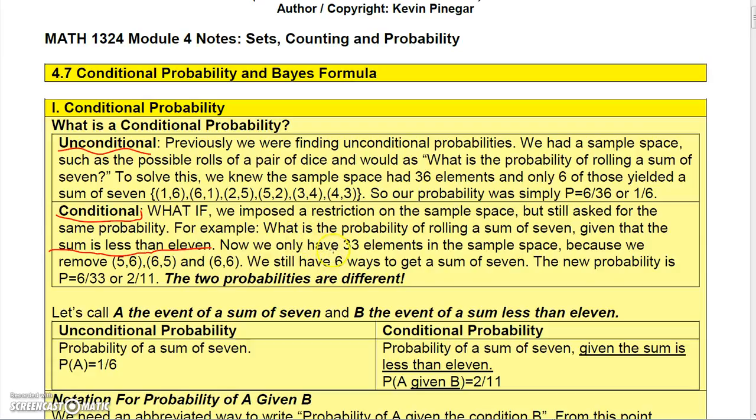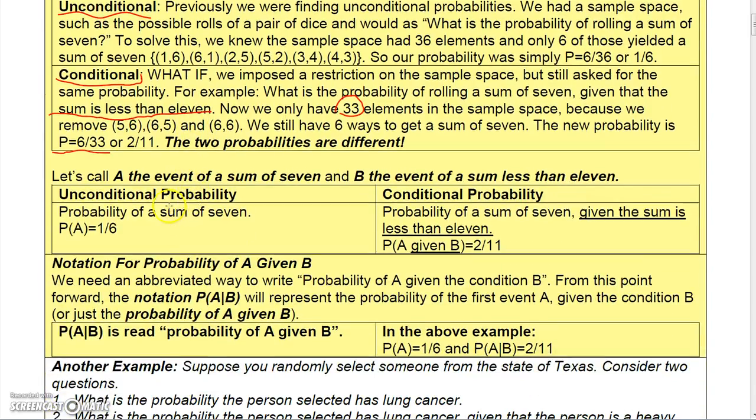Now we only have 33 elements in the sample space because less than 11 takes these 3 away: 6, 5, 5, 6, and 6, 6. But we still have 6 ways to get a sum of 7. So the new probability, instead of being 6 out of 36, would be 6 out of 33, which reduces to 2/11. Those two probabilities, notice, are not the same.